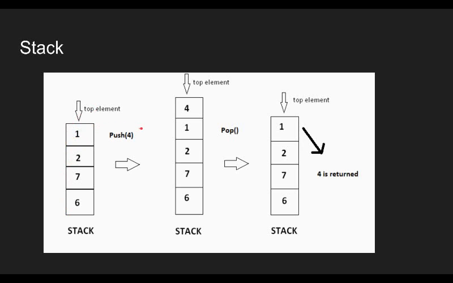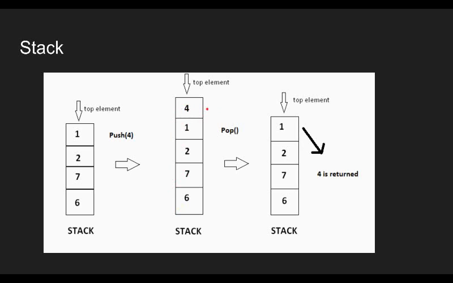Let's say we want to push a new value, 4 for example. Now 4 will be added after the topmost element, which is 1. So now 4 is added after 1 and top is incremented by 1. So now top is equal to 4. 0, 1, 2, 3, 4.